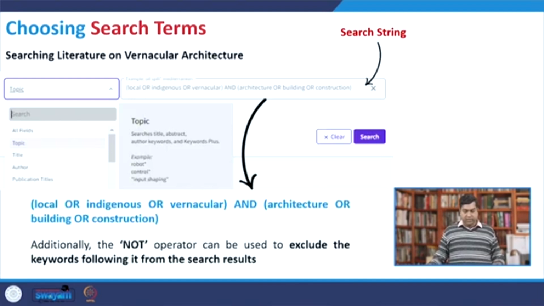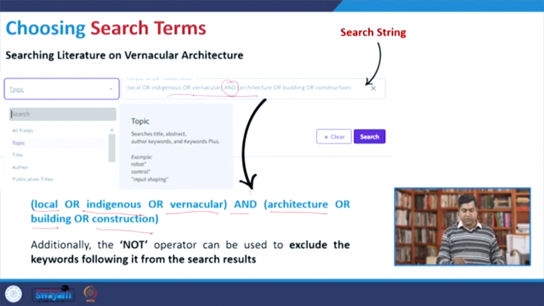Now, in this case there are certain kinds of search, for example if you want to search something on local or indigenous or vernacular, any of them will work, and architecture or building or construction. So, it can be local architecture, indigenous architecture, local building, indigenous building, local construction, indigenous construction. AND means both of them should be there, OR means either of them will work, and you prompt the search. You just put it in that way.